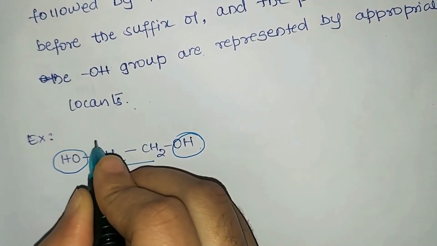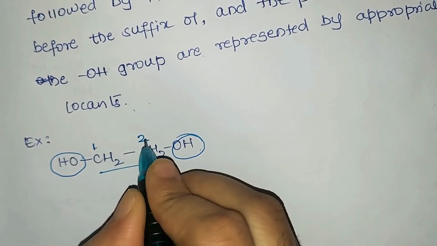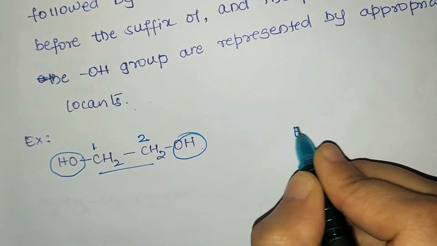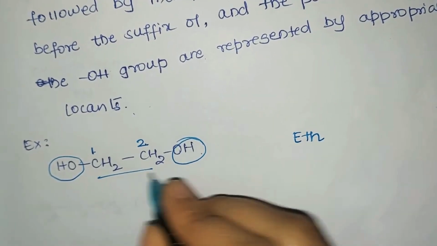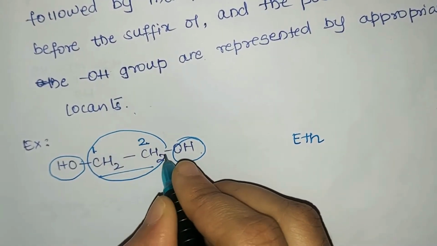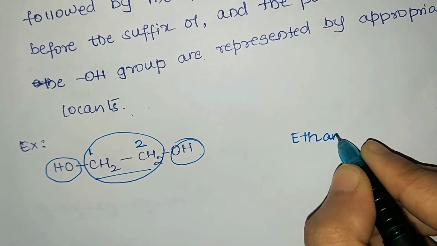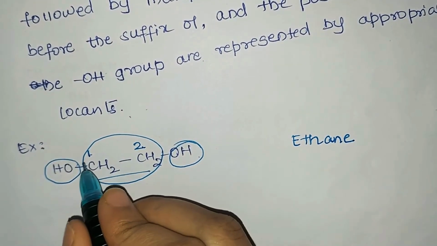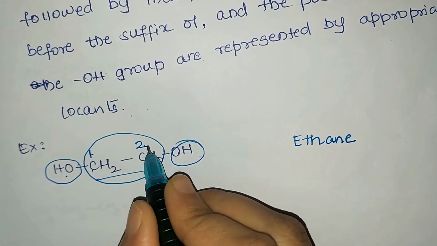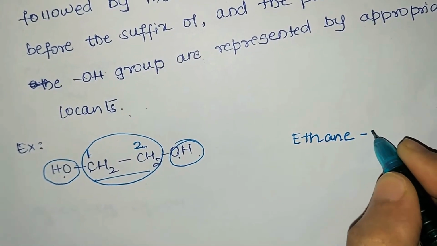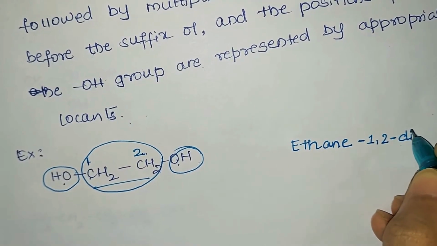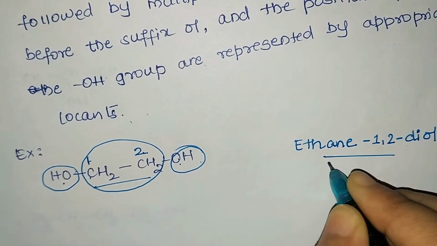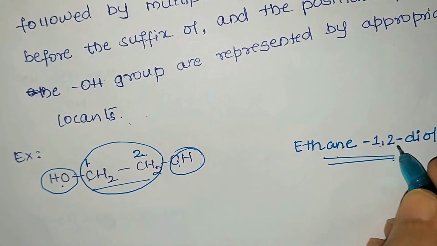So for 1 and 2, according to the rule, when there is more than one functional group, the name of the alkane is retained as it is. Since there are two carbon atoms, the word root is eth. And since we retain the name of the alkane as it is, it becomes what? Ethane. And how many OH groups do we have? Two OH groups, one on carbon 1 and another on carbon 2. So it becomes 1,2-diol. So what is the name of this compound? It is ethane-1,2-diol.